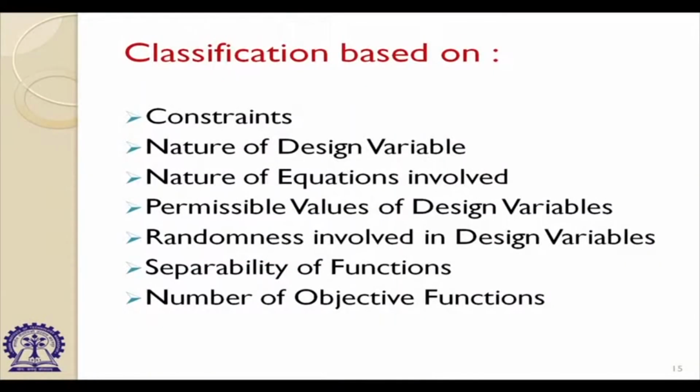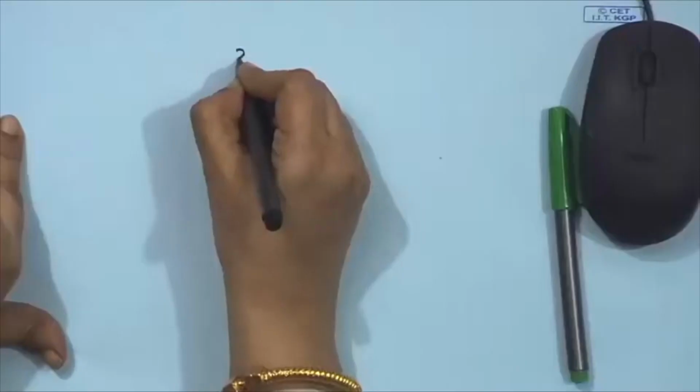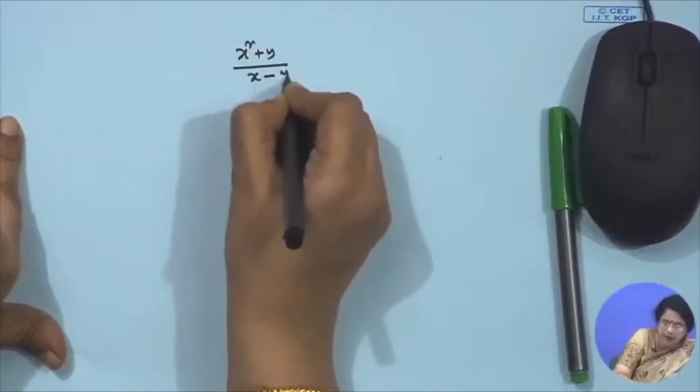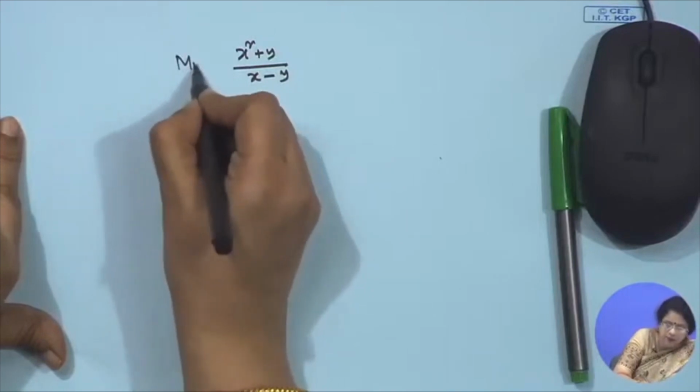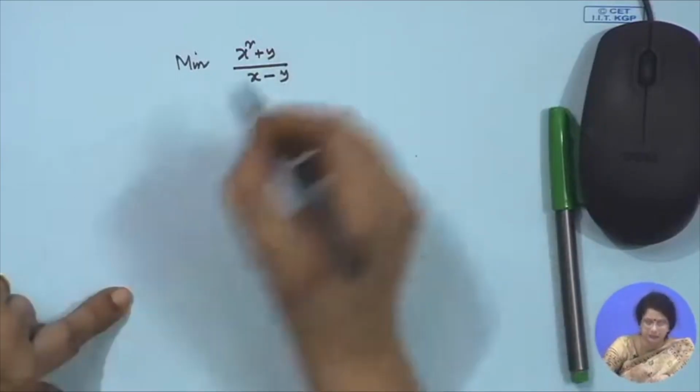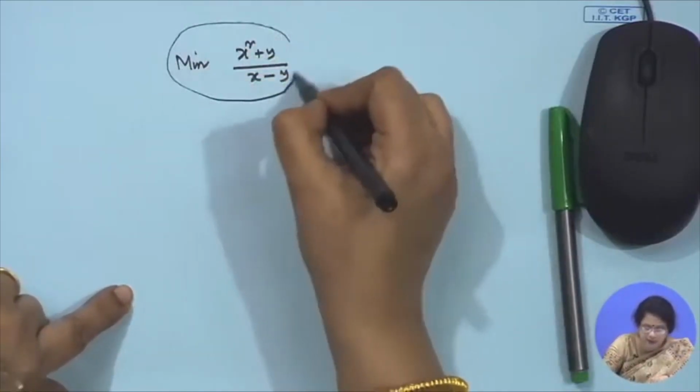Now, what about the nature of the equations? What equations are involved? That is very important for us, because for the nonlinear programming problem, the nonlinear function can be of different types. It may happen the nonlinear function is of fractional type. For example, a function of two variables, x square plus y divided by x minus y, minimization of this or maximization of this. You see the function is of fractional type. How to handle this one?